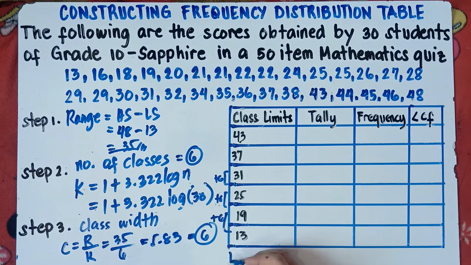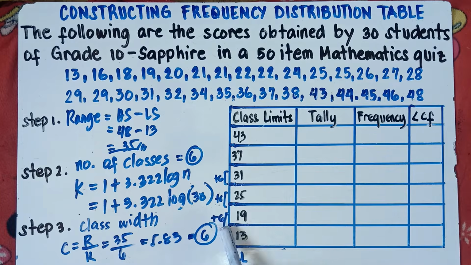This is what we call the lower limits. We don't have enough space, so let me just put LL. It means lower limits. So once again, start at the lowest score. Then you add 6. So 13 plus 6, that's 19. 19 plus 6, that's 25. 25 plus 6, that's 31, and so on.